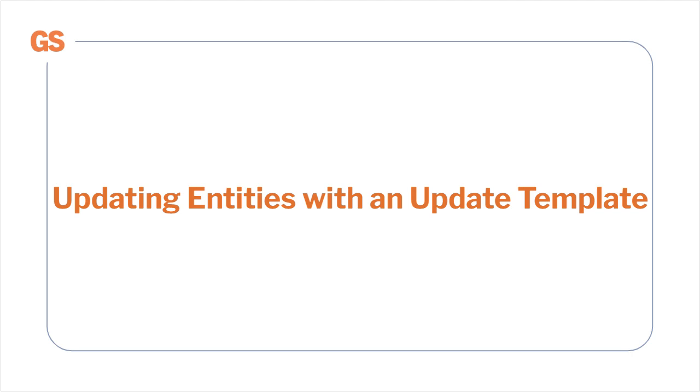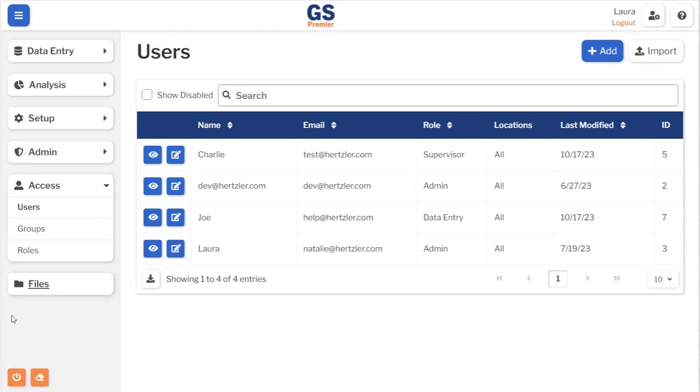Updating entities with an update template. This method uses a blank template that you can fill in to update entities. Importing a file with blank fields will change those fields to blank in GS. To get started using an update template, you will need to know the ID of each entity you want to update. This value cannot be changed.